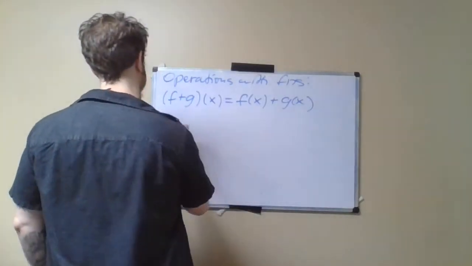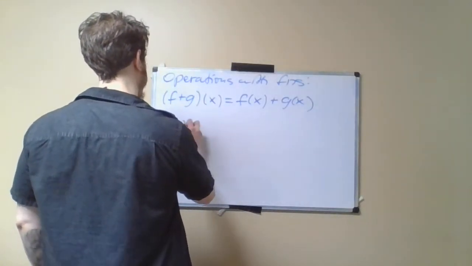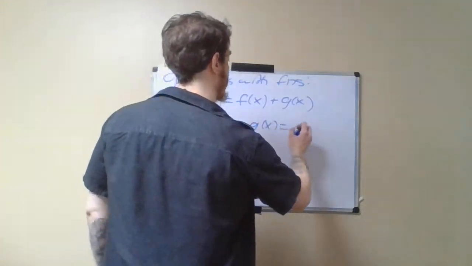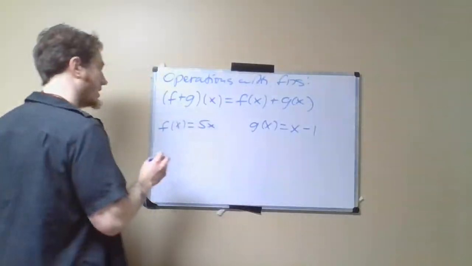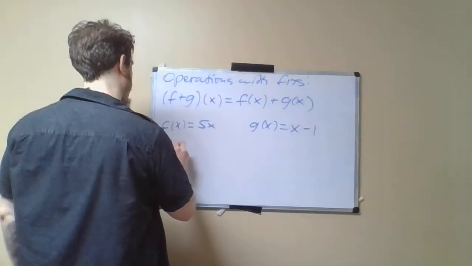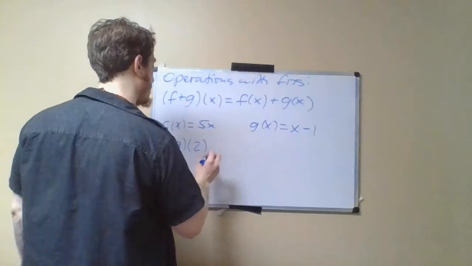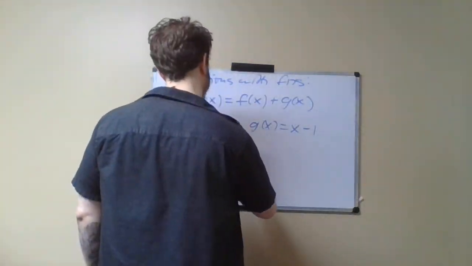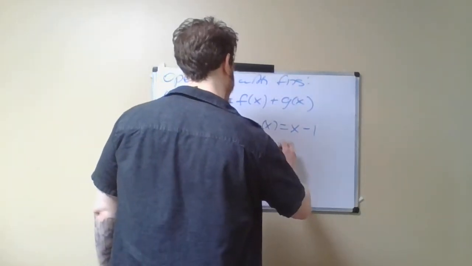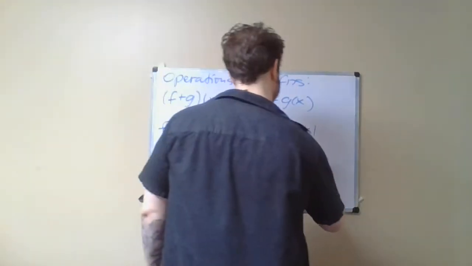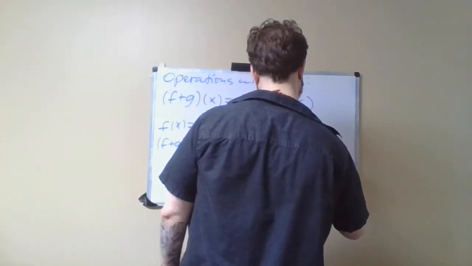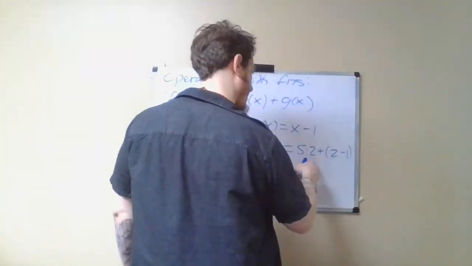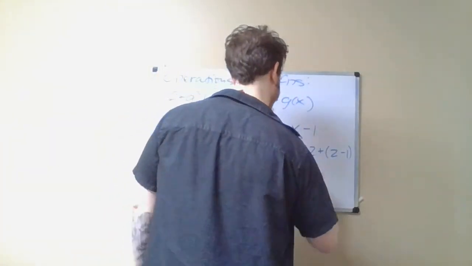So, for example, if I have f of x is equal to 5 times x, and g of x is equal to x minus 1, then if I want to find f plus g evaluated at 2, there are a couple of different ways that I can do this. I could say this is equal to f evaluated at 2 plus g evaluated at 2. That's going to be 5 times 2 plus 2 minus 1. That's 10 plus 1, which is 11.